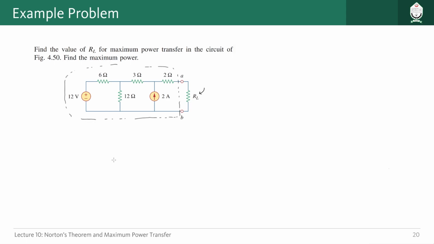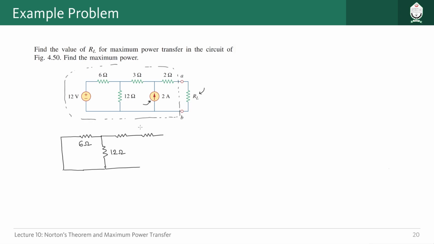So first of all, let us try to find out the Thevenin equivalent resistance. The circuit should be something like this. We will have this 6 ohm resistor, then this 12 volt voltage source is short circuited. We will have this 12 ohm intact. This is 6 ohm. This is 3 ohm. And this particular current source should be open circuited, right? So we can just omit this portion.